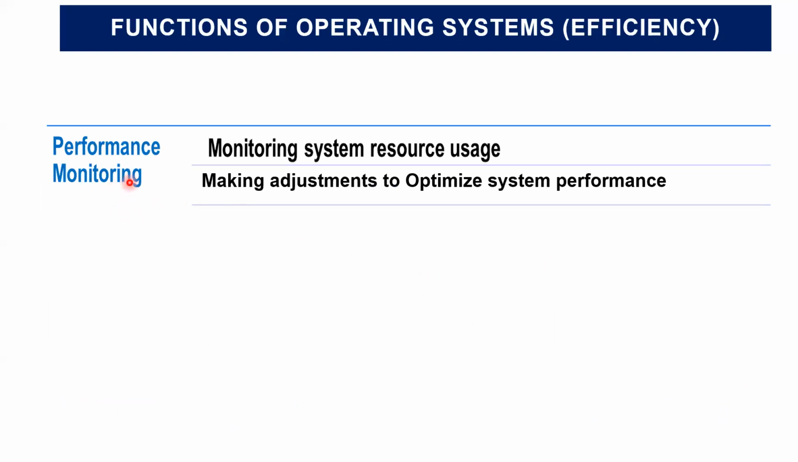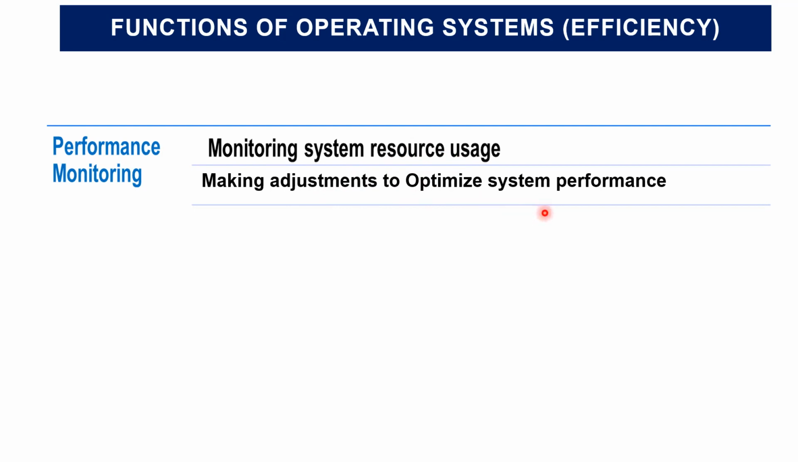And the last function under efficiency is performance monitoring. The operating system monitors what applications or processes are currently running, and also the resources that are being used by each of these processes. It monitors the resource usage of the process, and makes adjustments in the usage of the resources by the process in order to optimize the performance of the system.